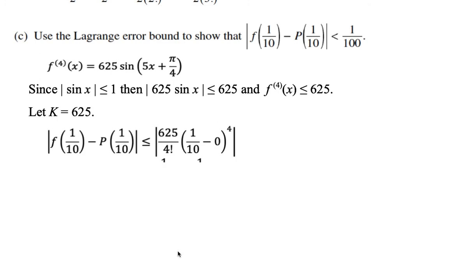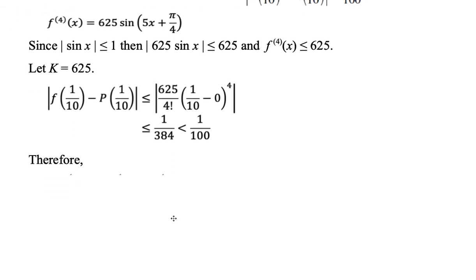Therefore, the absolute value of f of 1/10 minus p of 1/10 is less than or equal to 625 over 4 factorial times (1/10 minus 0) to the fourth power. Simplifying, we therefore get that this is 1 over 384, which is less than 1 over 100. Therefore, we can safely say the difference between f of 1/10 and the Taylor polynomial at 1/10 is less than 1 over 100. That concludes our video.